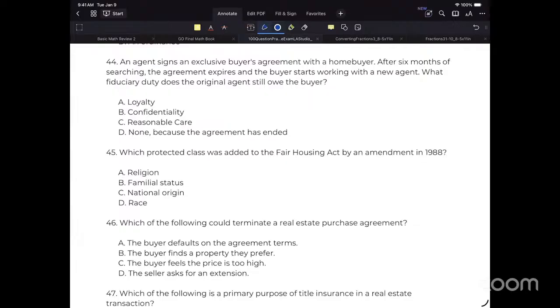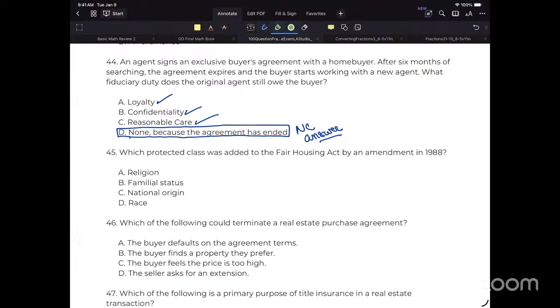So, what do we know? Well, it is true that you do owe your client confidentiality, loyalty, reasonable care. But I'm going to answer this one because I want all of my students to hear me correctly. If you are in North Carolina, understand if this question was on the North Carolina side of the exam, you don't owe that client anything. In North Carolina, when your agency agreement is over, you don't owe them anything.